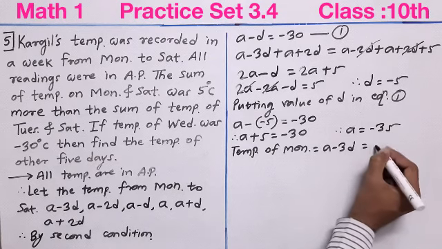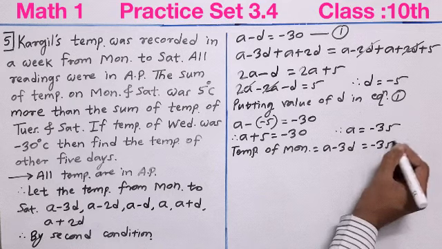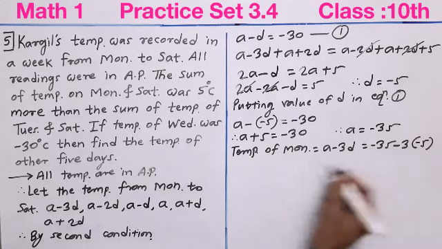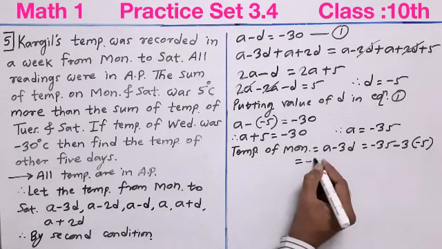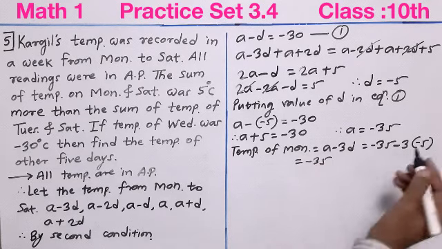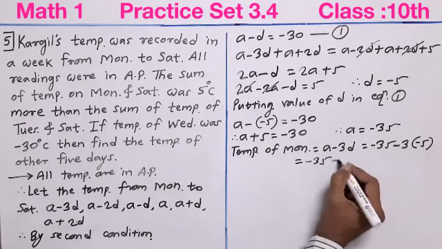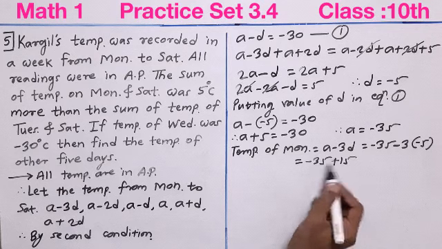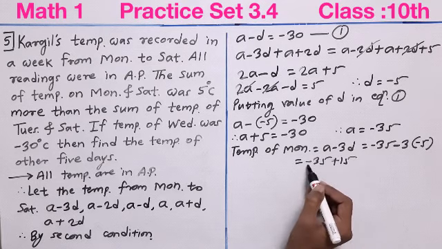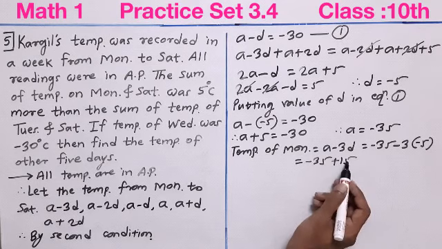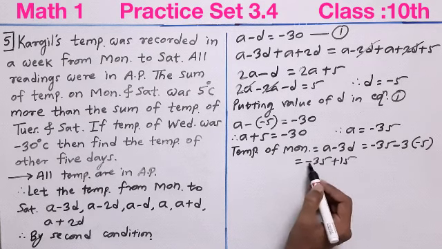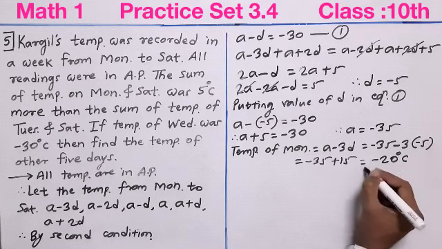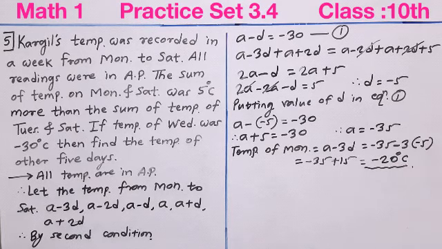So a minus 3d means the value of a is negative 35 minus 3 in bracket d. The value of d is negative 5. So if we solve this, minus 35 will be as it is. Negative 3 into negative 5 becomes positive 15. And you know, minus 35 plus 15 means there will be subtraction because one number is negative. 35 minus 15 becomes 20, and the sign of the bigger number is negative. So the answer is negative 20 degrees Celsius. This is the temperature of Monday, our first answer.